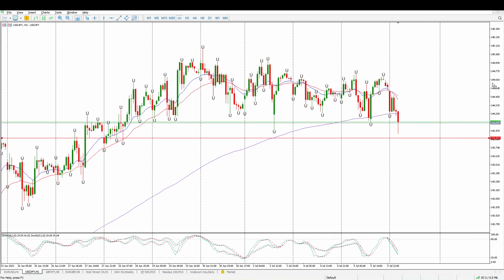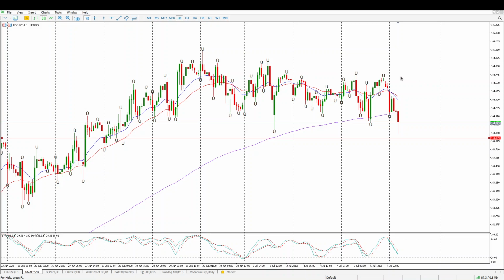I'm still staying out of this. To be quite honest, it is sideways, it's flat, not really interested in it. So let's just move on to the pound.